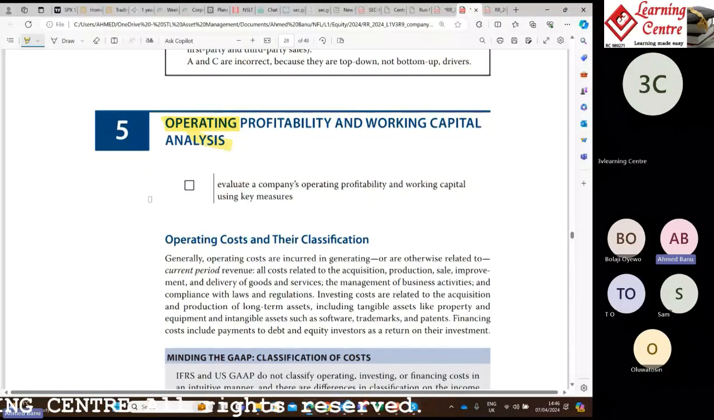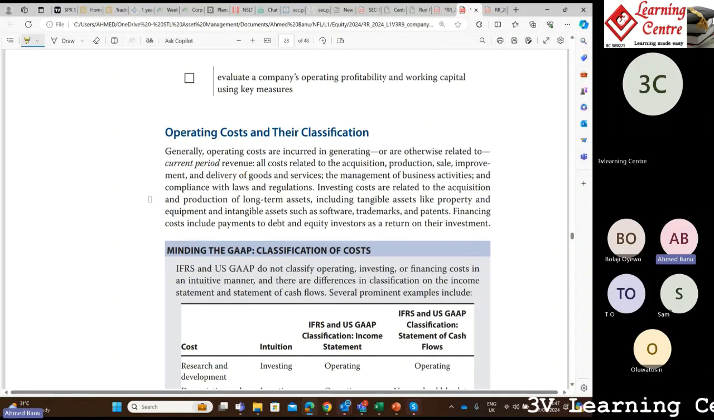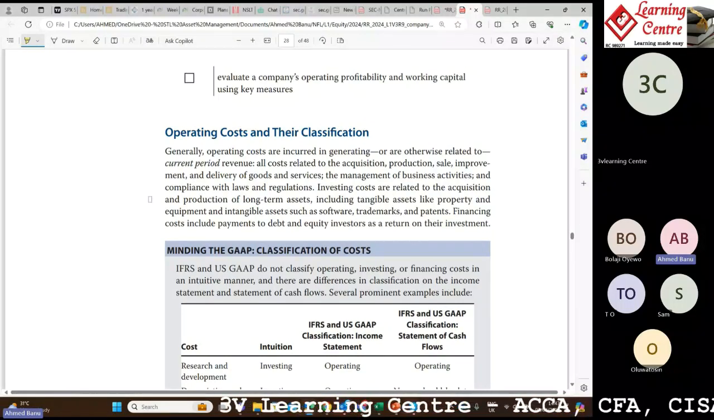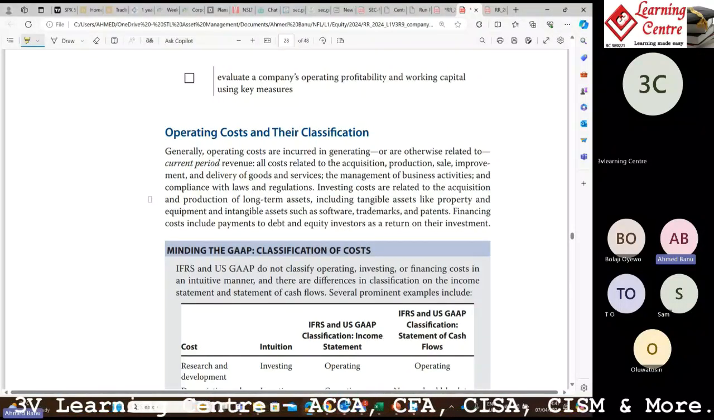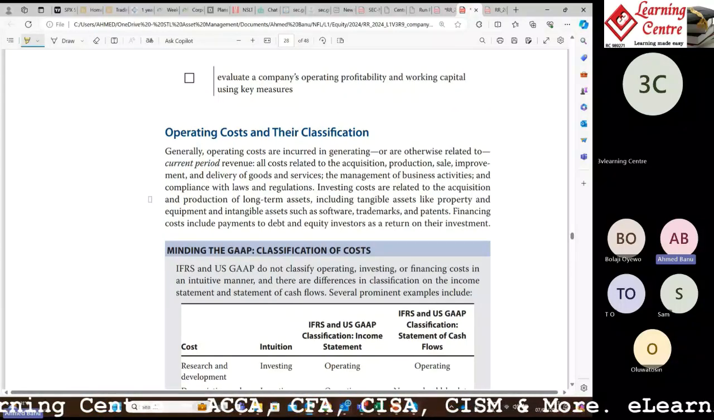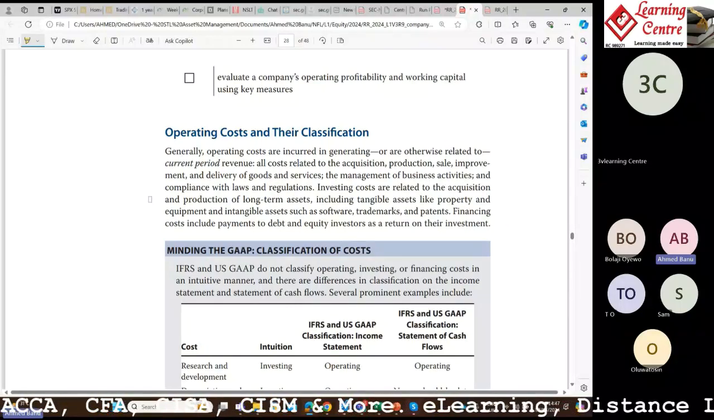So you need to understand your operating cost, because revenue less operating cost gives you your profit. Generally, operating costs are incurred in generating, or otherwise related to, the current period's revenue. So what are the costs that you incurred in order to deliver the revenue that you have today? All costs related to the acquisition, production, sale, improvement, and delivery of goods and services, management of business activities, and compliance with law and regulation.